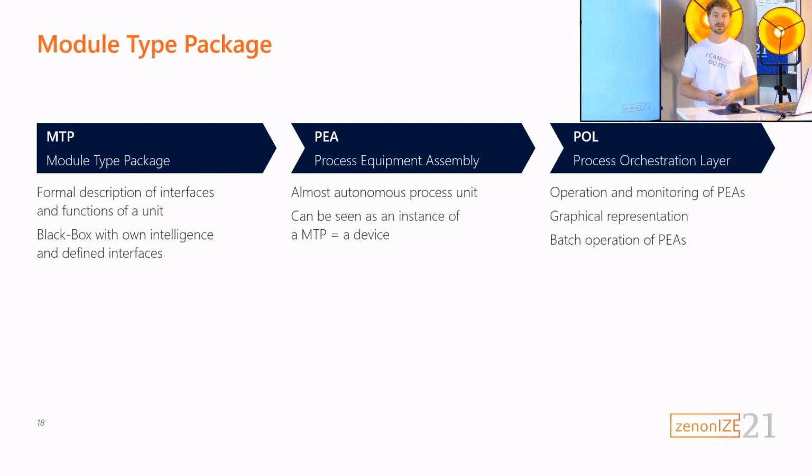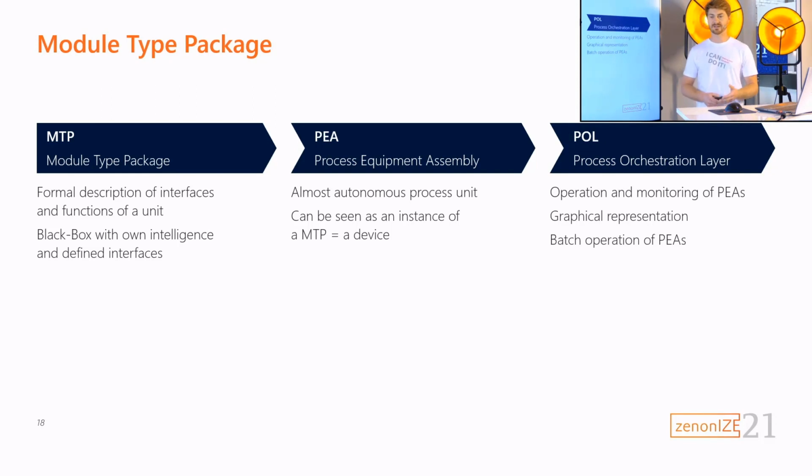And finally, I also brought the third keyword with me, which you have already heard a couple of times: POL, the Process Orchestration Layer. The Process Orchestration Layer helps the customer combine the devices on his side with each other, and it allows him to do the graphical representation, but also to apply the communication between those devices.